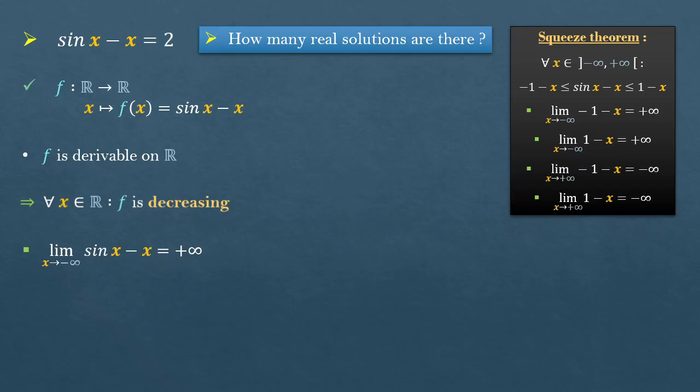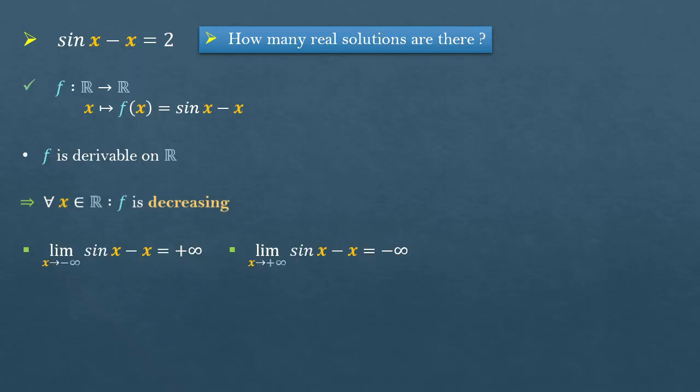Besides that, as the limit of minus 1 minus x when x heads to positive infinity is equal to negative infinity, and the limit of 1 minus x when x heads to positive infinity is equal to negative infinity, we can deduce that the limit of sin x minus x when x heads to positive infinity is equal to negative infinity.